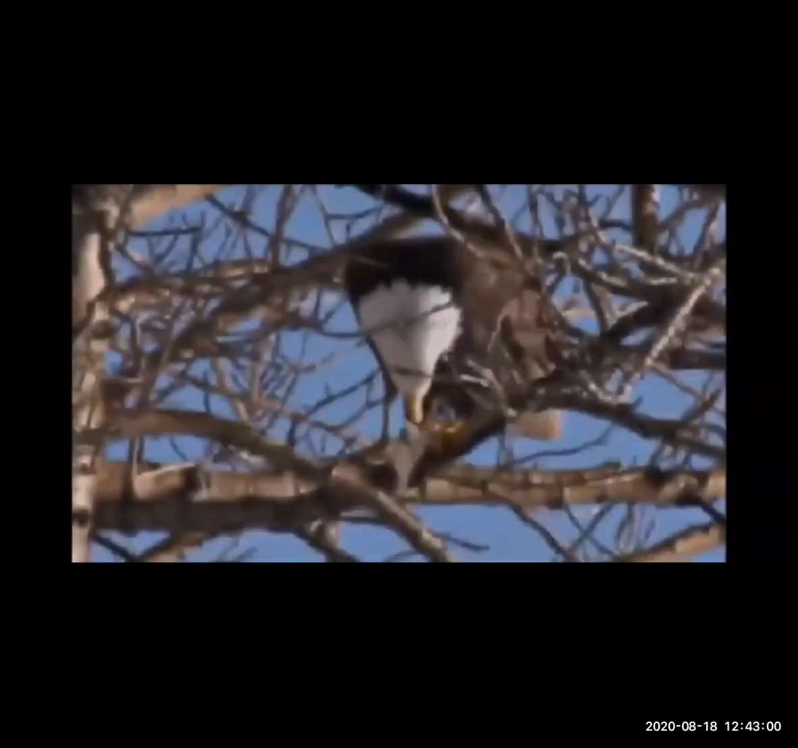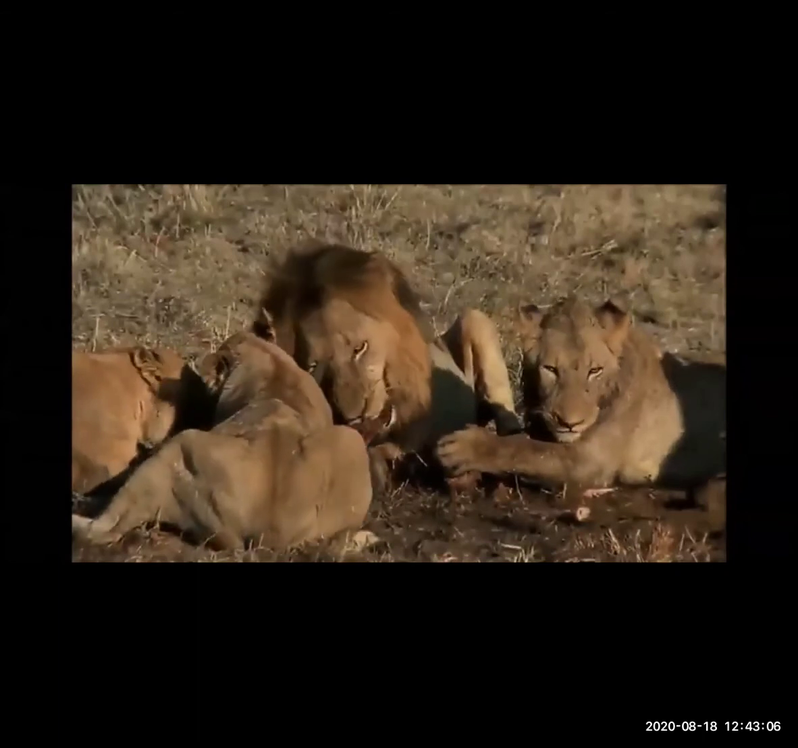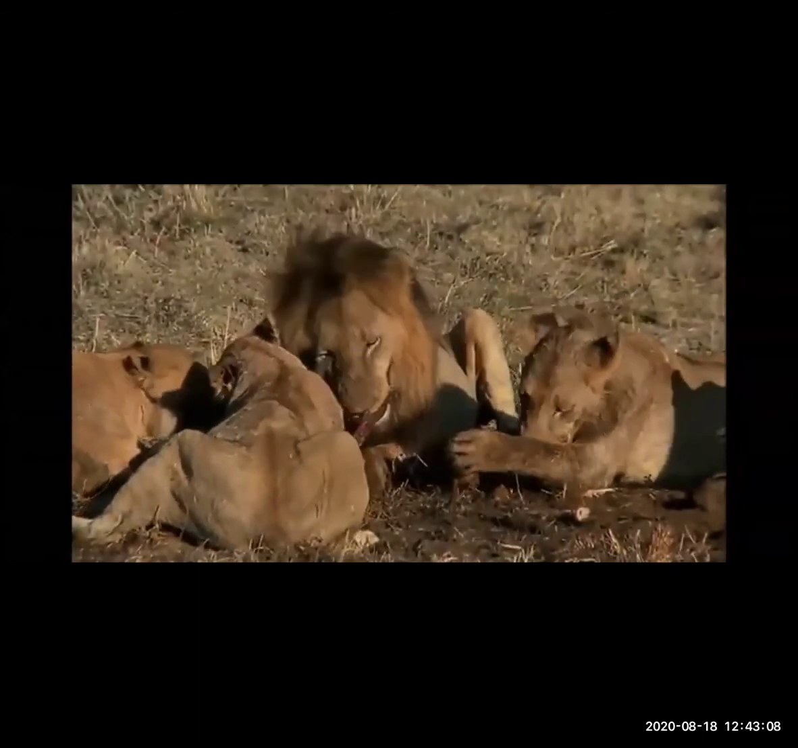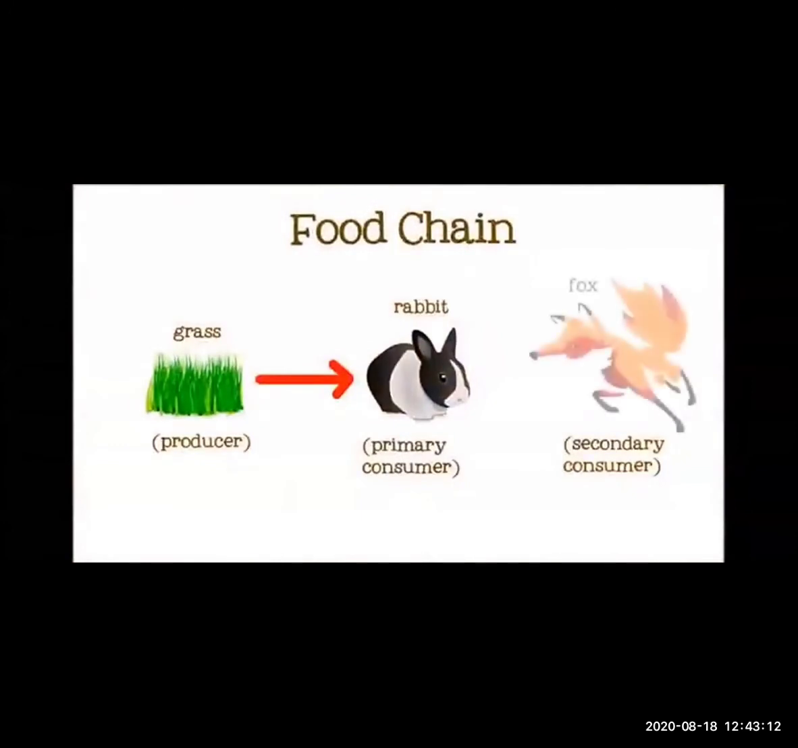Next comes a secondary consumer, the second consumer in the food chain. This consumer is a carnivore and gets their energy by eating other animals. Maybe our rabbit will get eaten by a fox. When the fox eats the rabbit, part of the energy that the rabbit got from the grass is transferred to the fox. This is the end of this simple food chain.